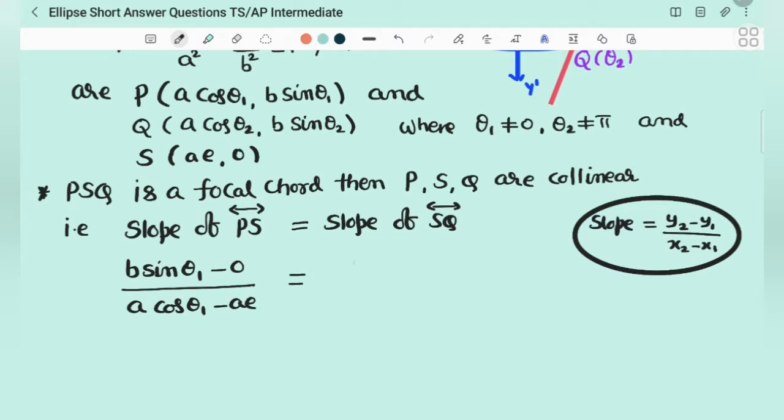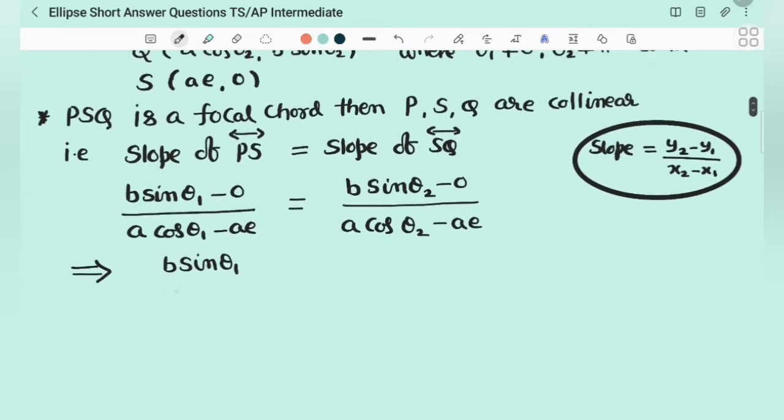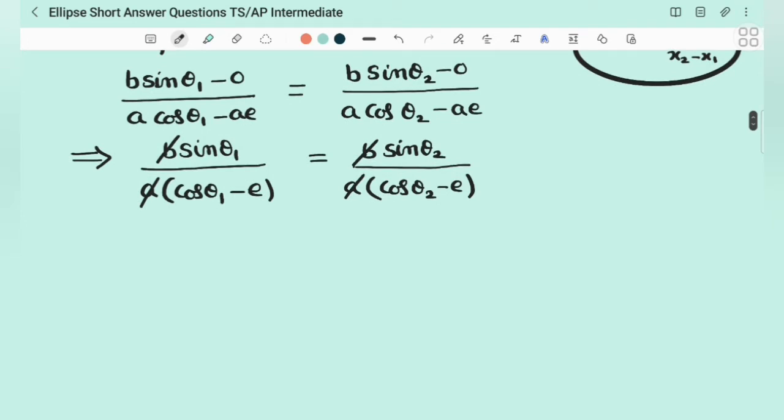Similarly, for slope of SQ, b sin theta 2 minus 0 by a cos theta 2 minus ae. So from here, numerator b sin theta 1 divided by denominator a, taking common, cos theta 1 minus e, is equal to b sin theta 2 divided by a, taking common, cos theta 2 minus e. On both sides b, b get cancelled, and in the denominator a, a also get cancelled. After that, we have to do the cross multiplication.